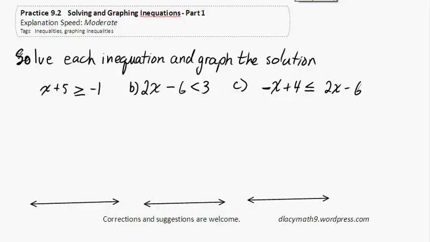Solving and graphing inequations, Part 1, where the explanation speed is moderate. Solve each inequation and graph the solution.